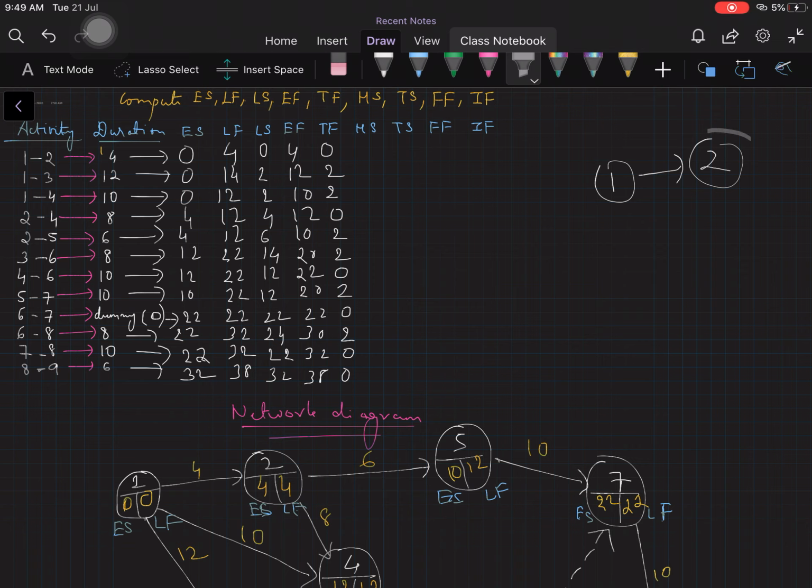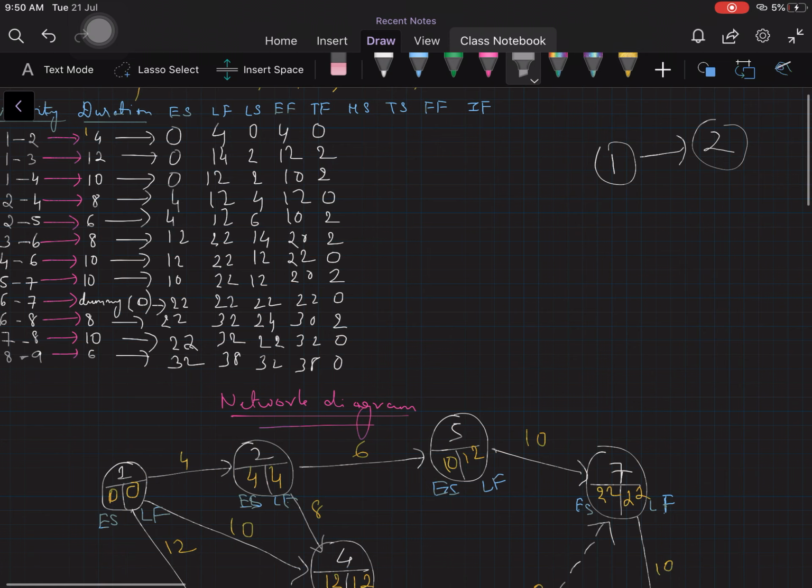The starting event is called the tail, the ending event is called the head event. Why head event? Because the arrow is here, right? This is the head of the arrow, and the event next to the head of the arrow is called the head event. The tail event is the starting event. This is the tail event, this is the head event. Now I hope you got to know what head events and tail events are.